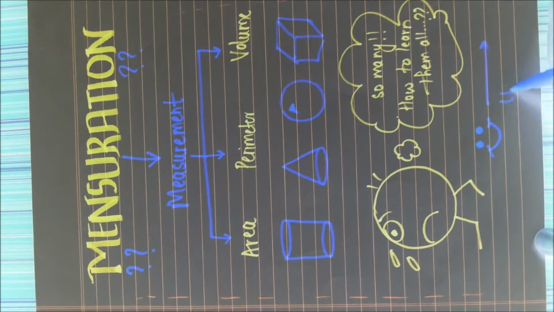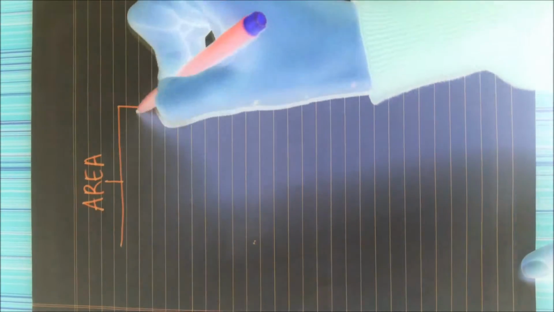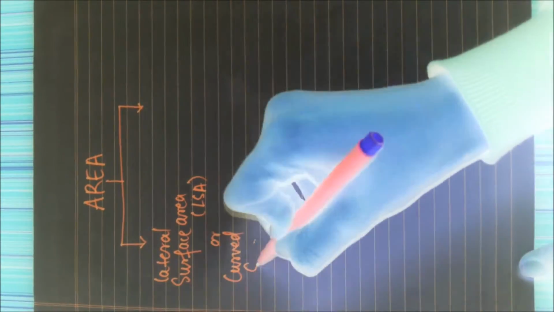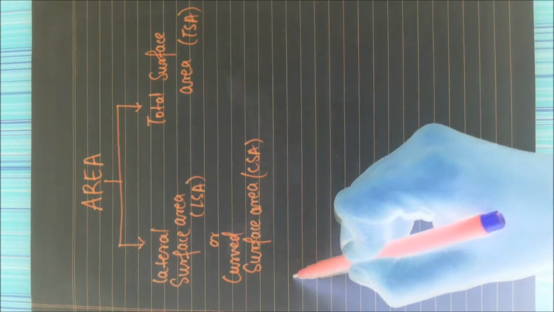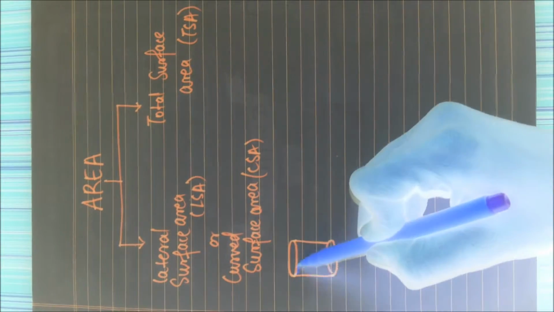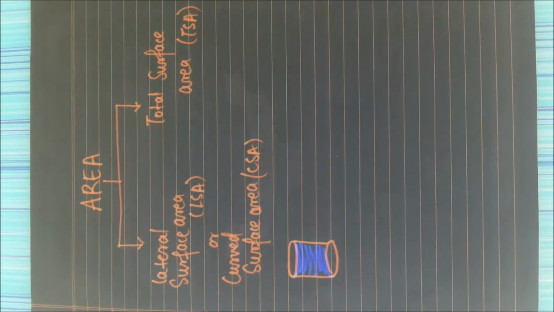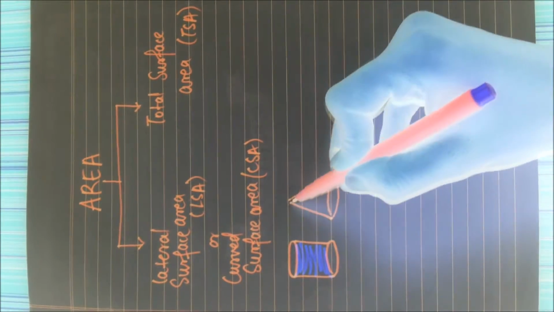Now let's see how. First, let's see what is area and what is volume. Under area, you have lateral surface area and total surface area. Lateral surface area is also called curved surface area, and total surface area is also called just surface area. Imagine that you have a small toy cylinder in your hand, and when you look at it, you don't see the top or the bottom portion unless you lift it up or flip it. All you see is the curved part of the cylinder.